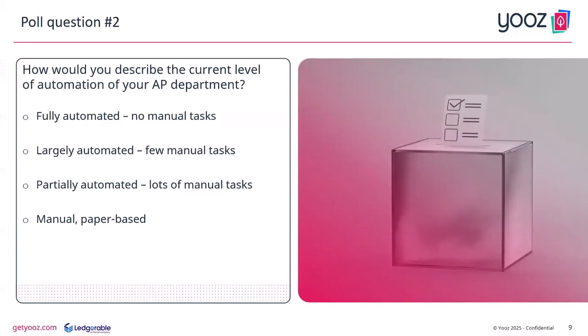All right, so here is the first poll question. How would you describe the current level of automation of your AP department? I will tell you, from the many conversations I've had with people in the construction world and the many conferences I've also attended, I really see most construction companies in the bottom 2, the partially automated or still fully manual. So we'll be interested to see how everybody here votes. But at the end of the day, there's no wrong answer to this question. It's just where you sit today.